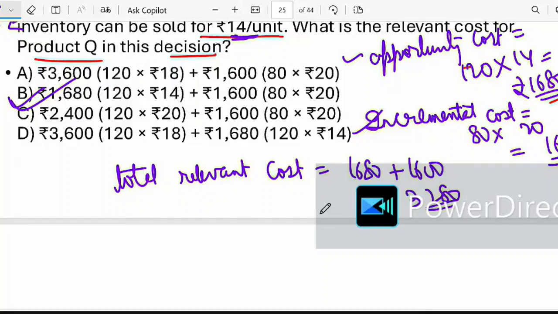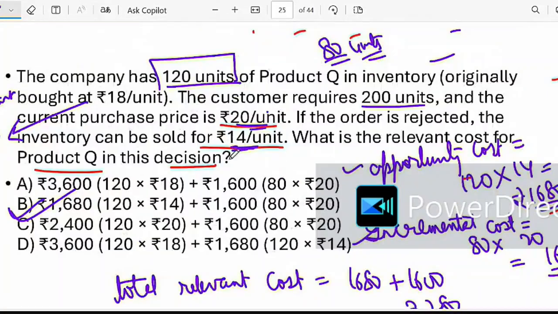So opportunity cost means what? If we sell the inventory, we get 14 rupees per unit. So why is it called opportunity cost? Because we are losing, right? We are losing 1680 rupees. And incremental cost: to fulfill the order, we need to buy 80 more units at 20 rupees each, which will cost 1600. So these are relevant costs because they directly affect the decision to accept or reject the order. And the historical cost of 18 rupees per unit is irrelevant, right? It is a sunk cost that does not affect the future decision.